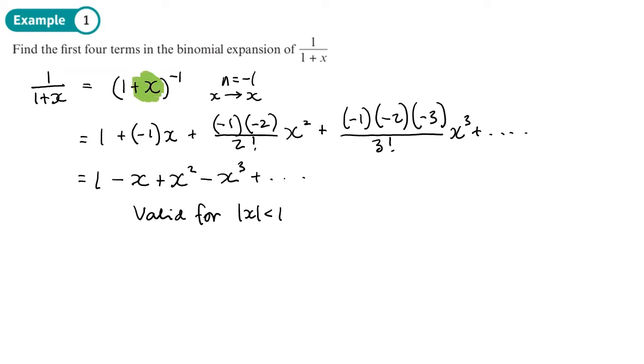Here it's plus x. Now if that was plus 3x, then it'll be the modulus of 3x less than 1, and then we'd simplify that down to modulus of x is less than maybe a third, something like that. Or if it was negative 2x, we need to do the same thing. So look for what comes in that second part of the bracket, and that will help you decide what you need to write down for this range of validity of the expansion.